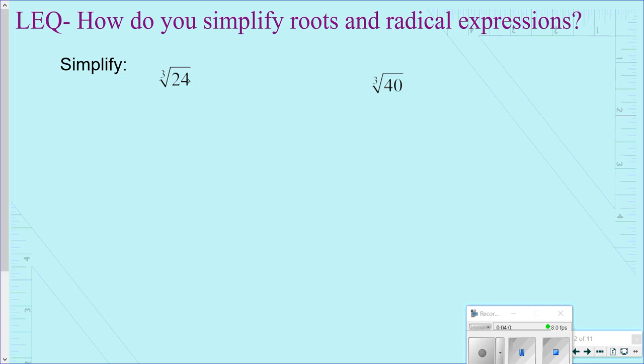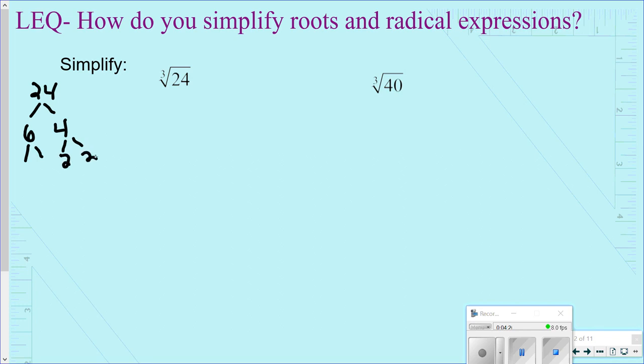So if you're in the boat where you don't know what the perfect cube is, then what you'll do instead is you'll start with 24 and you'll make a factor tree. Basically, we're looking for the prime factorization. All of what I'm saying here should sound familiar from Algebra 1. So any two factors of 24 you can start with. I'm just going to do 6 and 4. You could do 2 and 12 and so forth.